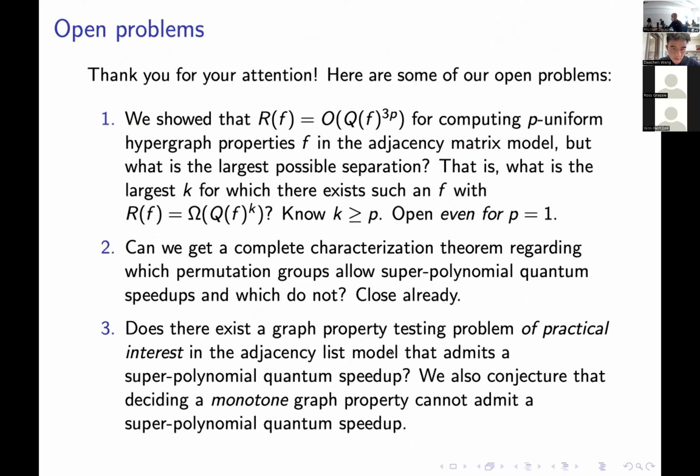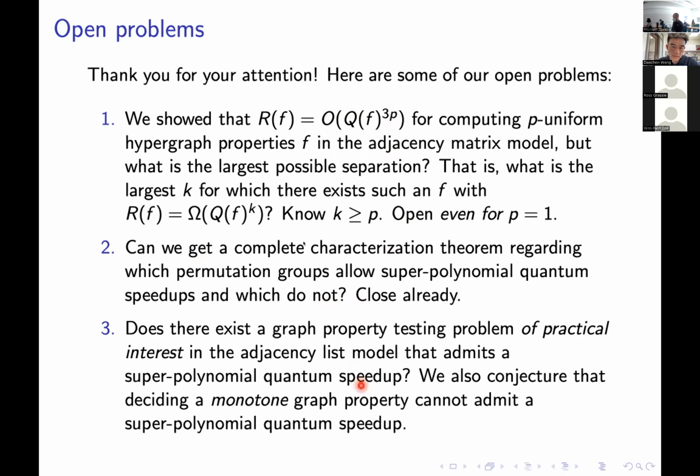So the first open question is that we showed R(f) is Q(f) to the 3p for computing p-uniform hypergraph properties in the adjacency matrix model. But the question is essentially, is this tight? We don't actually even know if this is tight for p equal to 1. The second thing is, we have a characterization theorem. It is only near complete. It'd be great to make it complete.